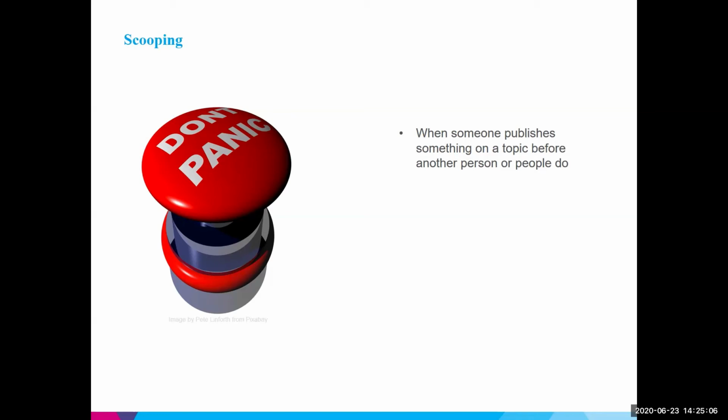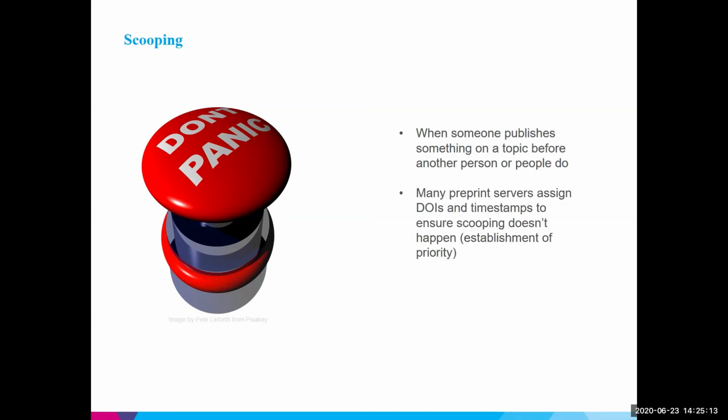And a lot of people are very concerned that if they post preprints, other people are going to steal their ideas. However, this is less of a concern because, as I mentioned before, preprint servers assign DOIs and timestamps to ensure that scooping doesn't happen. So this is that establishment of priority that I mentioned before. It makes it clear who came first. And in addition, preprints can actually help in cases of unintentional scooping.